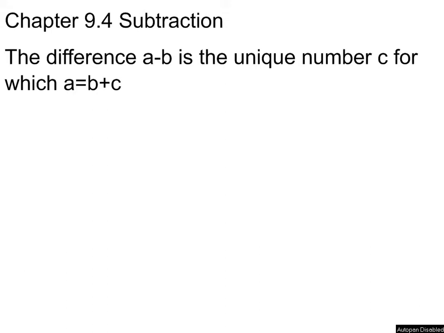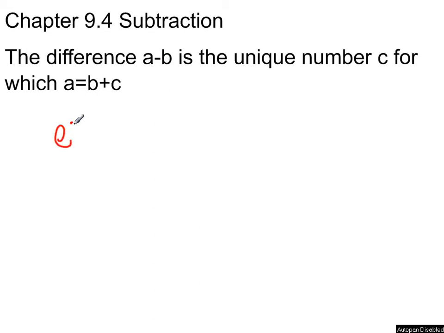Now, we don't usually have nice definitions. The wordage is a little funky for mathematicians, and they have to be very specific because the order in which we state things matters to us. So what we're going to do is read this definition. It says the difference, a minus b, is the unique number c for which a equals b plus c. And what we're going to do is pretty much try to translate that into English.